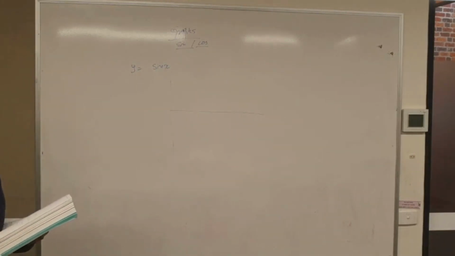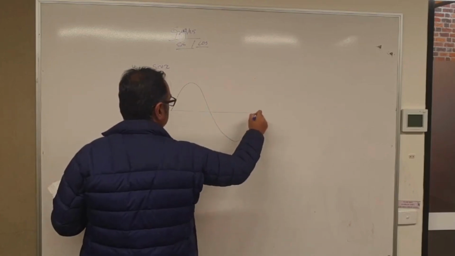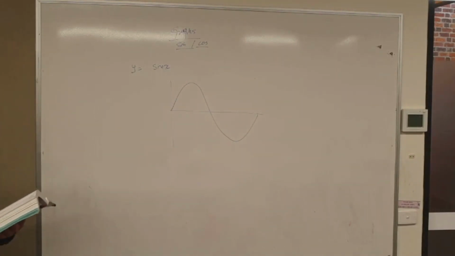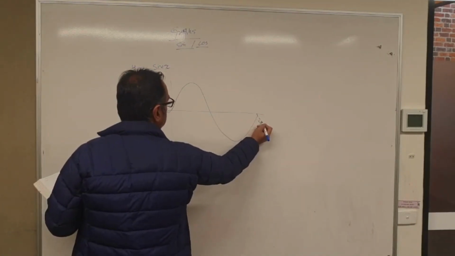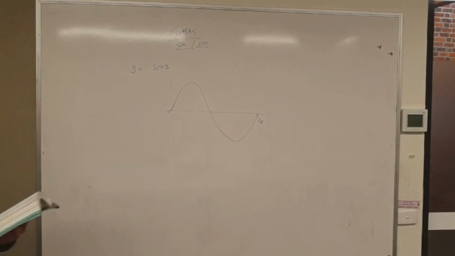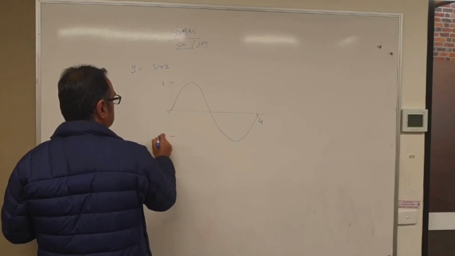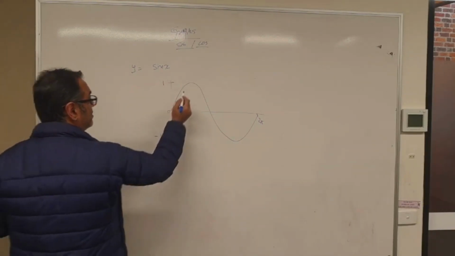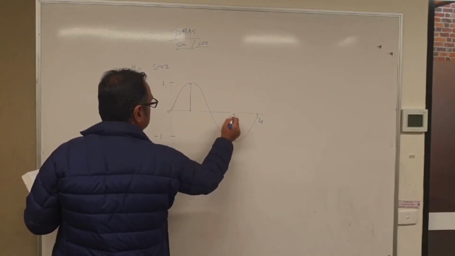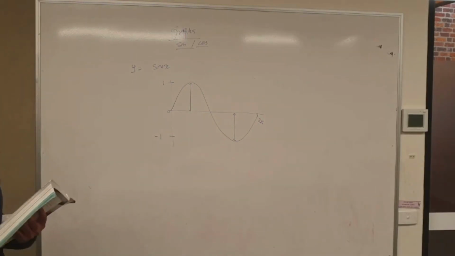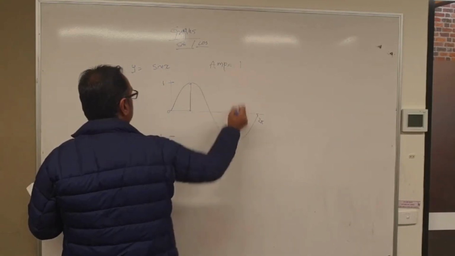Sine wave is a cyclic wave, crests and troughs. Right? 0 and 2 pi. The amplitude means the height. Amplitude is the maximum height your graph's got. So that's the amplitude. So your amplitude is 1.